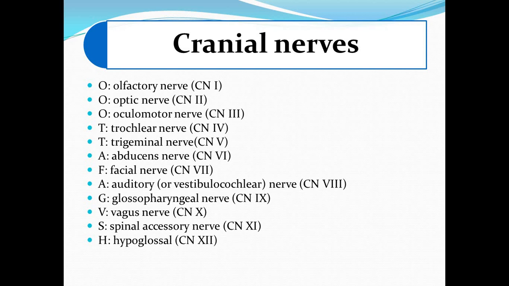Cranial nerve number 2, optic nerve. 3, oculomotor nerve. 4, trochlear nerve. 5th, trigeminal nerve. 6th, abducens nerve. 7th, facial nerve. I think you're familiar with this one, right? Then 8th, auditory or vestibulocochlear nerve. Then 9th, glossopharyngeal nerve. The 10th is the vagus nerve. The 11th is the spinal accessory nerve, and the 12th is hypoglossal nerve.